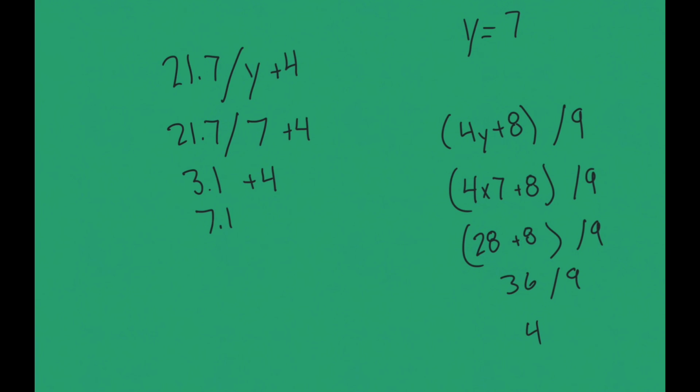So you have to remember BEDMAS, the order of operations, and if you have a variable beside a number, you're going to always multiply. And if you see a slash, that's going to mean divide.